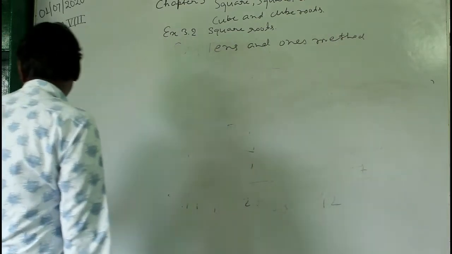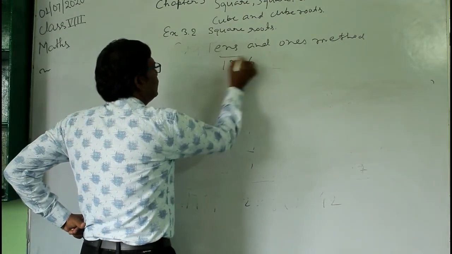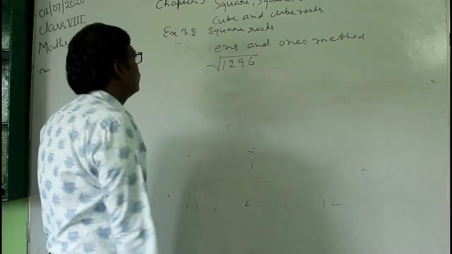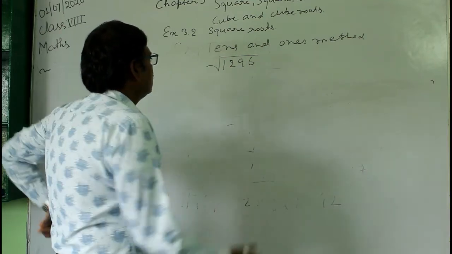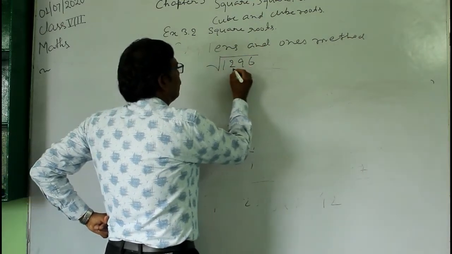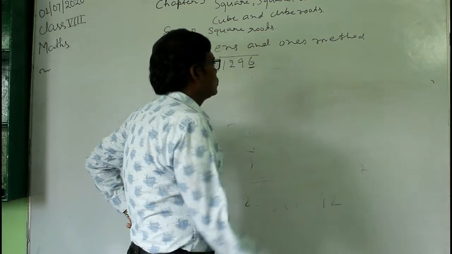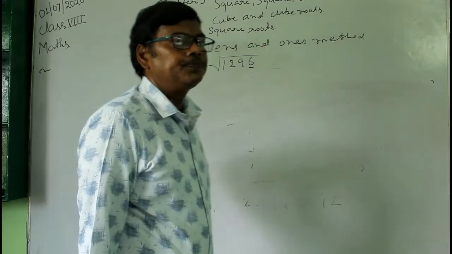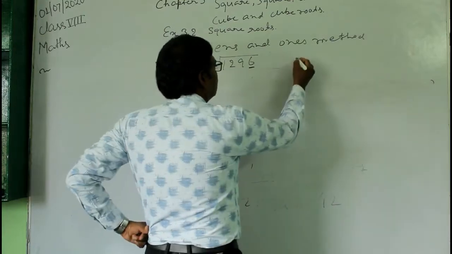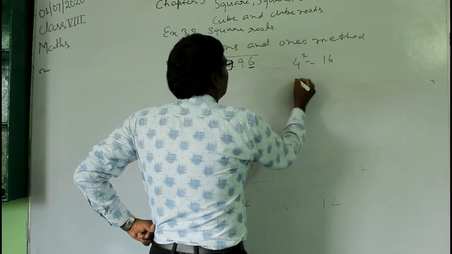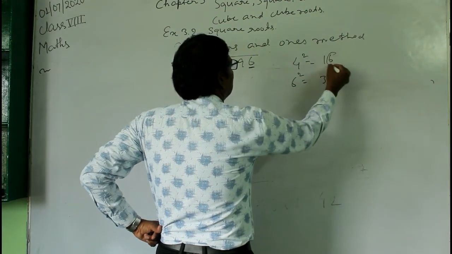So in this, take the example of a number like 1296. We have to find the square root of this number. So first, see that in this number 1296, the ones digit is 6. When you find the square root, you know that the square of 4 is 16, and also the square of 6 is 36. So in both numbers we get 6.